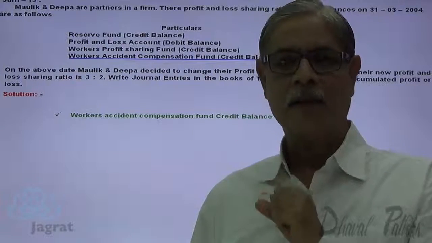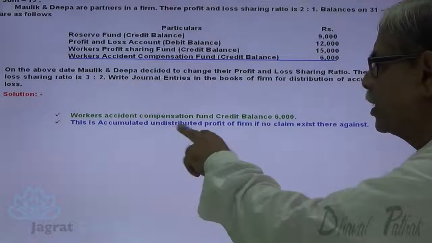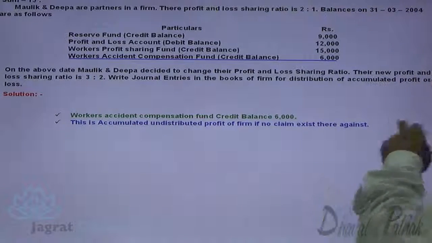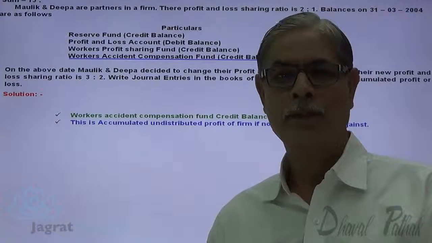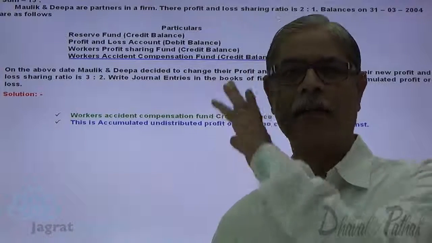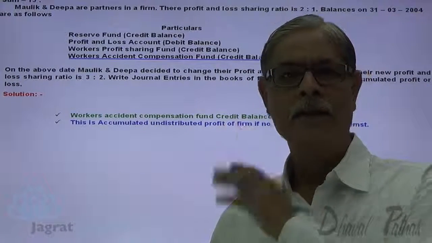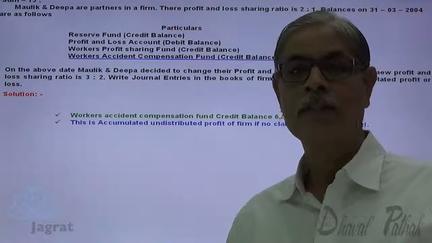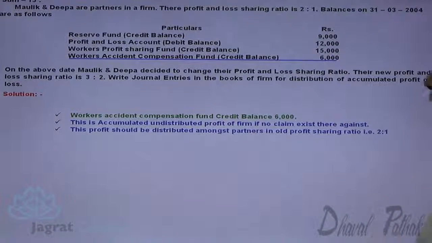so long as an accident has not occurred, this accumulated profit is an undistributed profit. This is an accumulated undistributed profit of the firm if no claim exists against it. So, if no claim is existing against this appropriation, then it's an undistributed profit. But it is a liability to the extent of the claim that exists against it. Here we are not given any information about the claim against it. So we presume that this is an undistributed profit and it should be distributed amongst partners in their old profit sharing ratio.